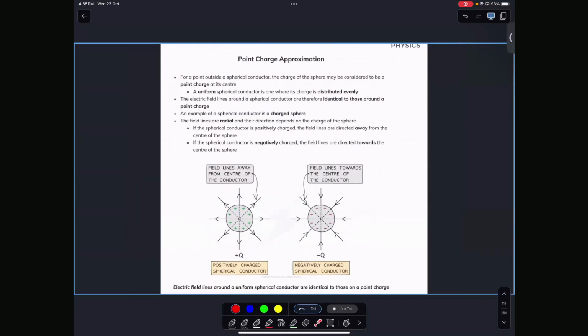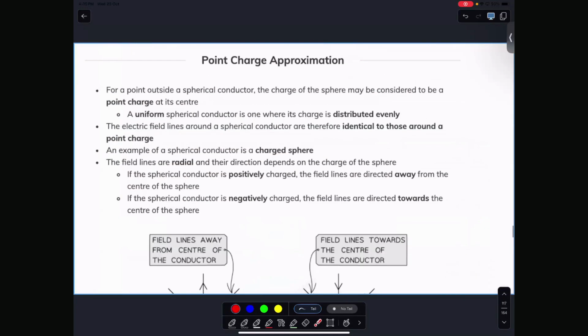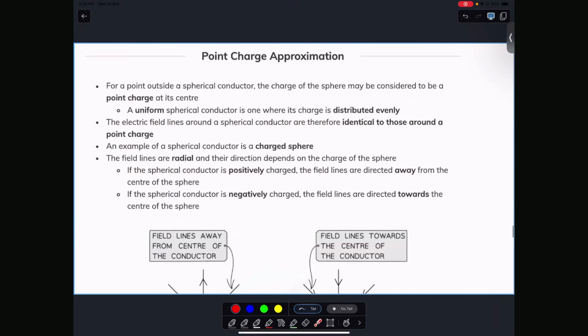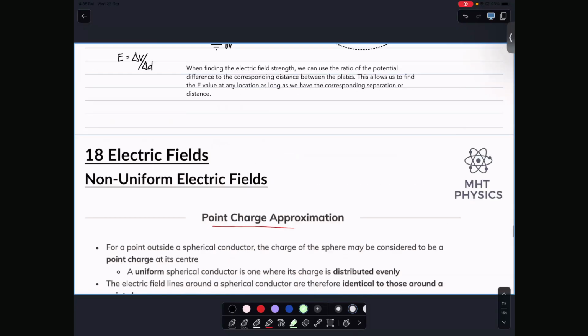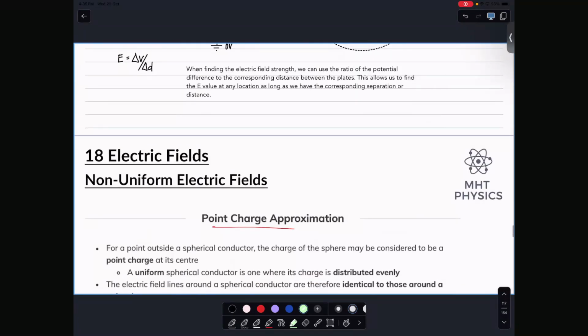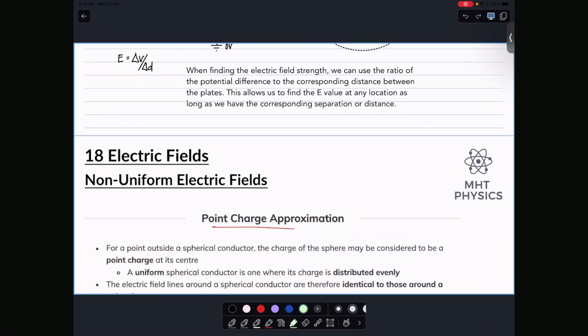Right, so for the non-uniform field, the first thing you need to know, we have done this before, so I will just go through this. Charge approximation, yes. What's charge approximation? Point charge approximation, what was it?